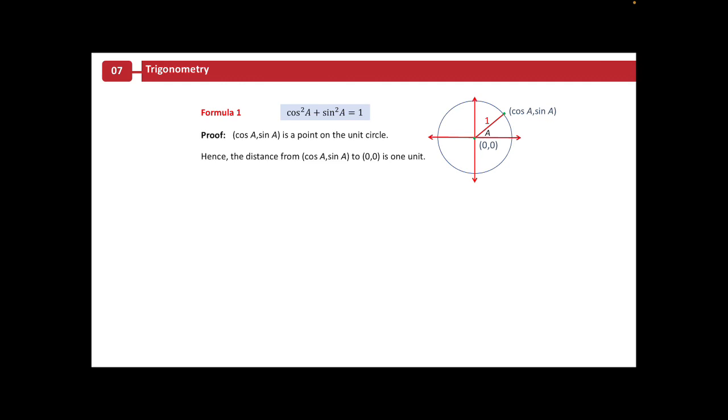Hence, the distance from cos A, sine A to 0, 0 is 1 unit. Therefore, using the distance formula, we know that the square root of (cos A minus 0) squared plus (sine A minus 0) squared equals 1. Squaring both sides gives us (cos A minus 0) squared plus (sine A minus 0) squared equals 1. This gives us cos squared A plus sine squared A equals 1. Please pause the video and take down this proof.